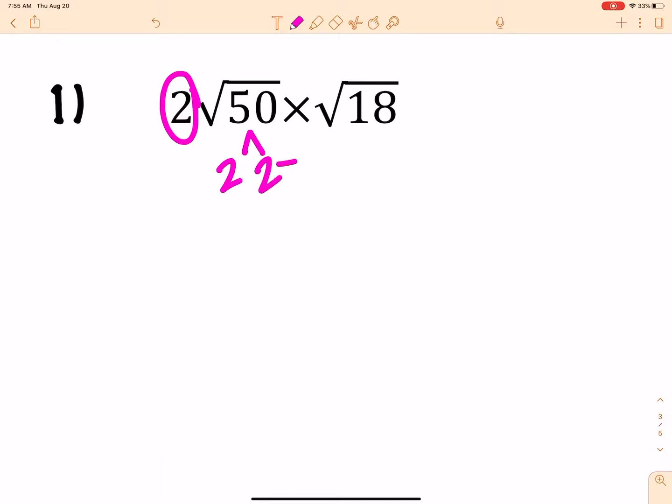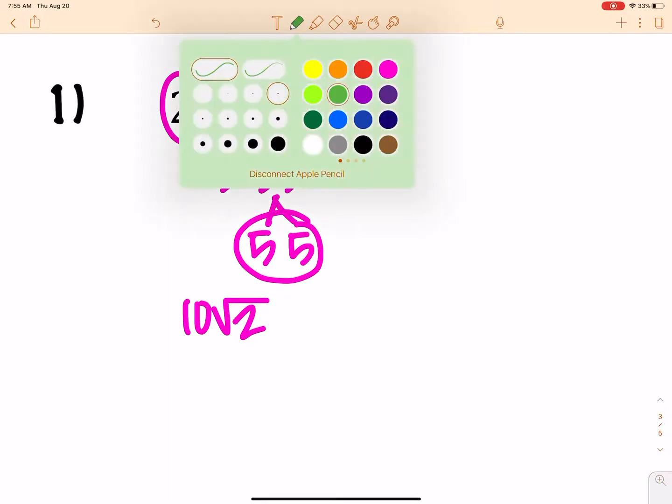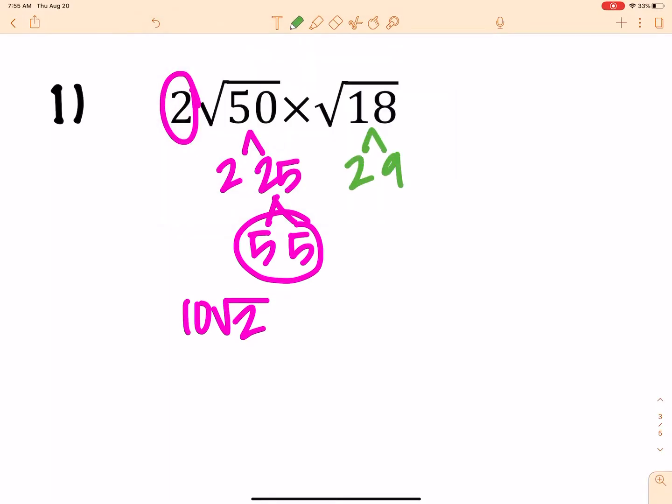You have 2 and 25, and then 5 and 5. Okay, so we're going to have 10 rad 2 for simplifying. We're going to do the 18, 2 and 9. So now I'm going a little bit faster simplifying because we should be good at simplifying by now. We're just going to concentrate on how you multiply radicals.